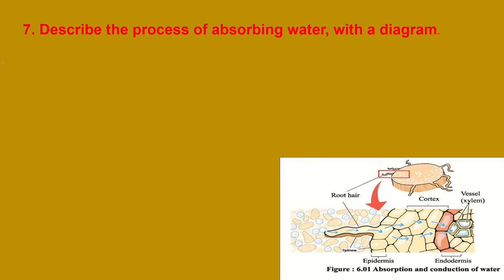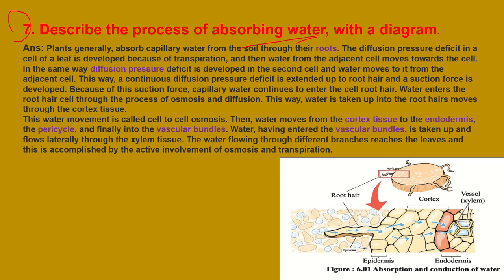Let's go to the next question, number 7. Describe the process of absorbing water with a diagram. Process of absorbing water. So plants generally absorb capillary water from the soil through their roots. Diffusion pressure deficit develops in a cell of a leaf because of transpiration.